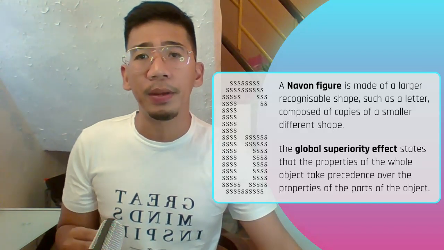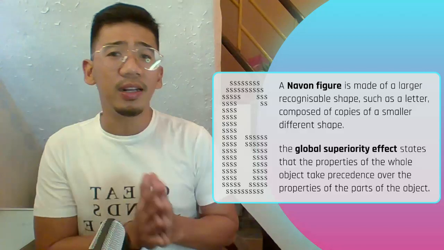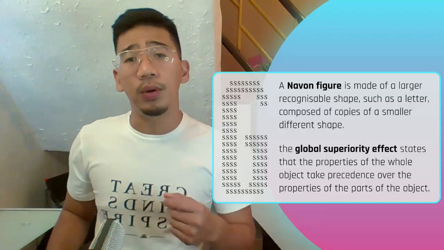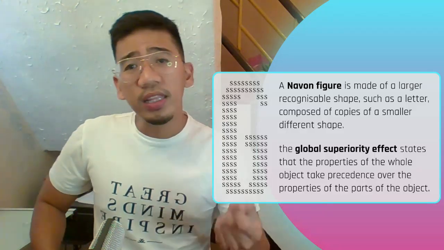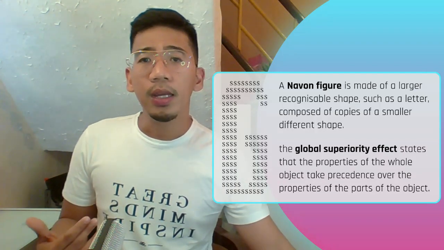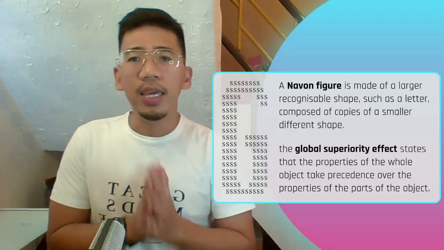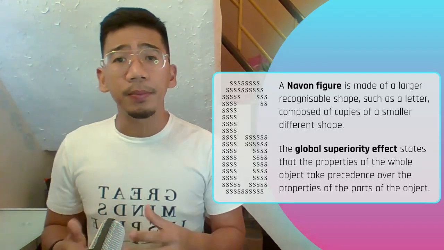This is called the global superiority effect. Now, some groups of people seem to see hierarchical stimuli differently to others. People with Williams syndrome are much less able to see the local letters when asked to copy the letter. They only draw the letter G.